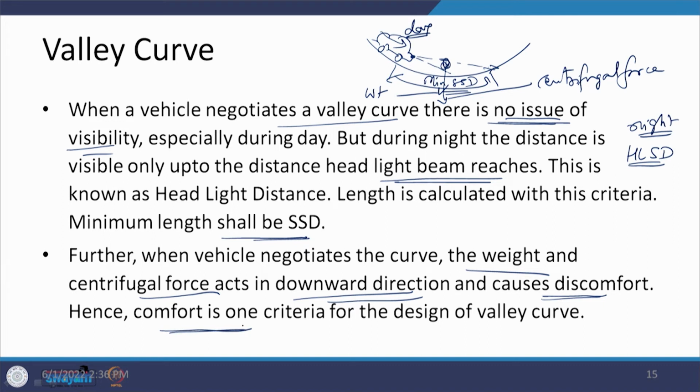This comfort criterion is going to be based on the centrifugal force. So, the rate of change of centrifugal force becomes another criterion. So, we have two criteria now. One is related to HLSD, another is related to the rate of change of centrifugal acceleration, and we have to see that the length we provide should satisfy both of these, and that value is going to be provided as the length of the curve.